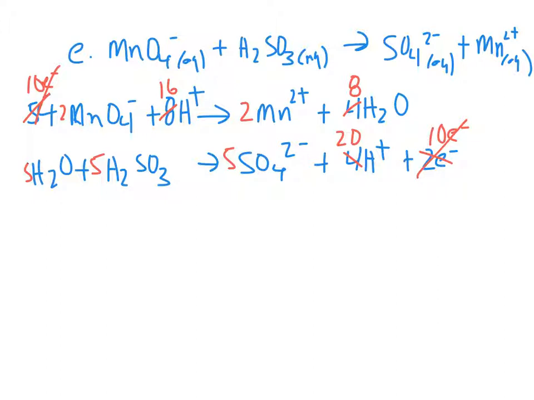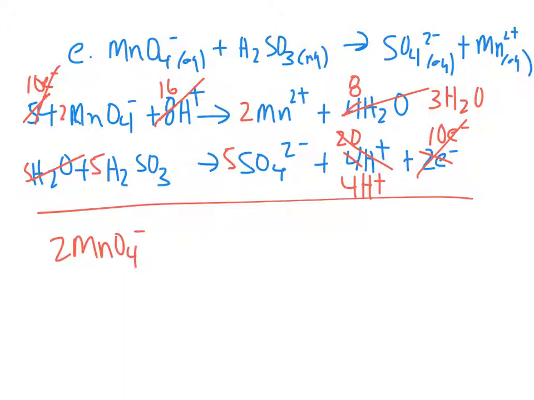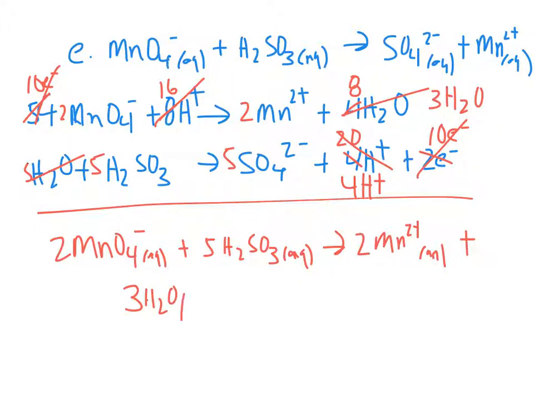But I've got 16H+ and 20H+, so I'm going to have a net of 4H+ on the product side. And I have 8H2O and 5H2O, so I'm going to have a net of 3H2O on the product side. And yes, it's possible to have both the H+ and the H2O on the same side. So now when I carry it down, I've got 2MnO4- plus 5H2SO3, and that's going to yield 2Mn2+, plus 3 water, plus 5 sulfate, plus 4 hydrogen ion. And that is my balanced equation.